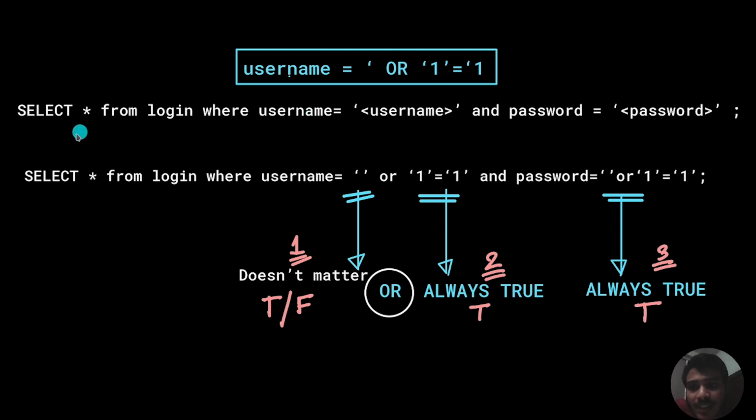And so what happens is that, as you know from before, the query is select star from login where username is equal to the username that you provide and password is equal to the password that you provide. Now when you use the following payload in the username or in the password, you will get the following result in the SQL query: select star from login where username is equal to this and password is equal to this, resulting from the payload that you have provided.